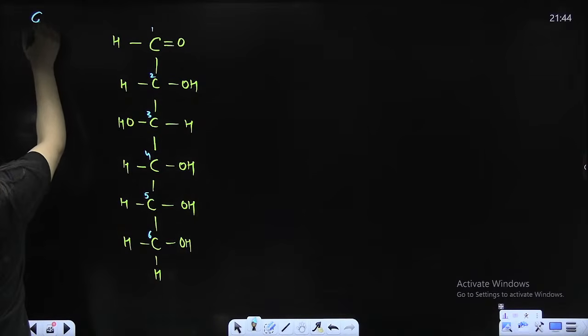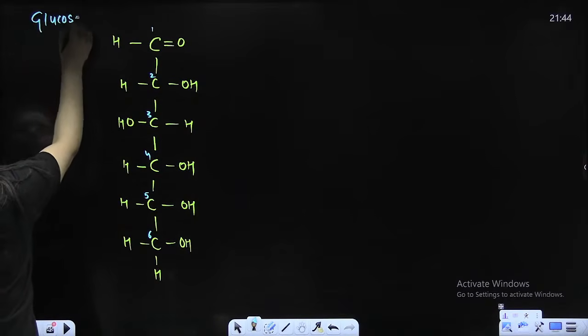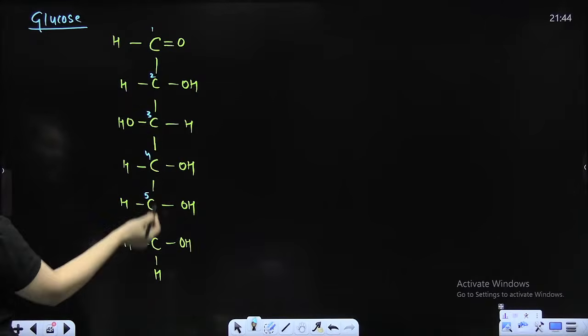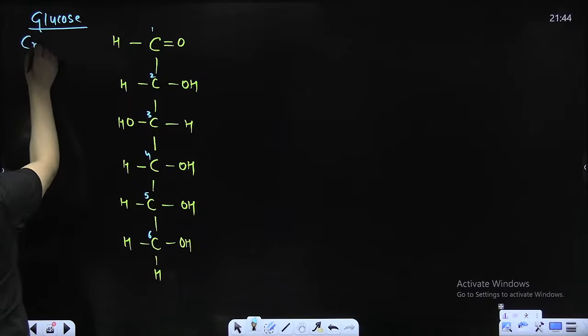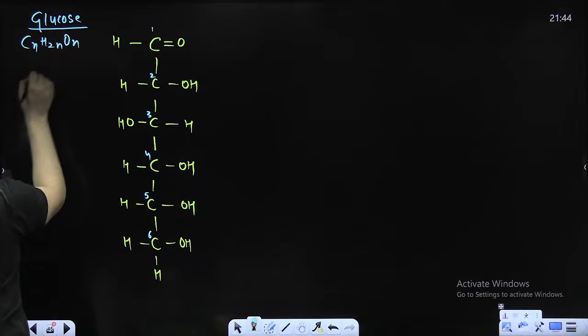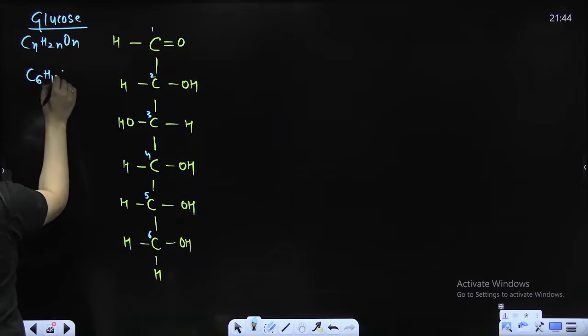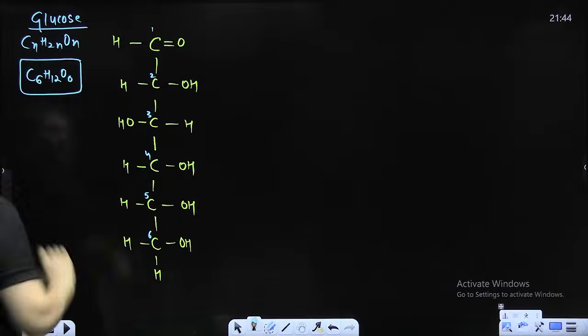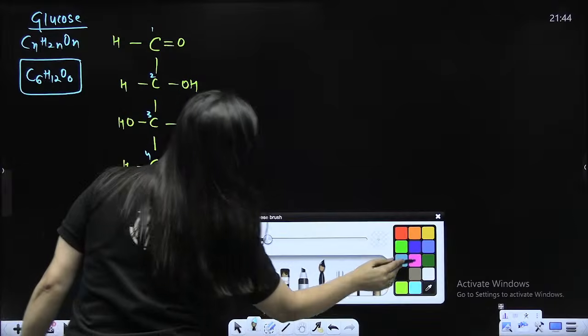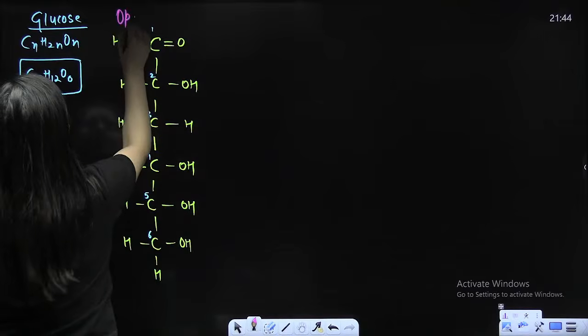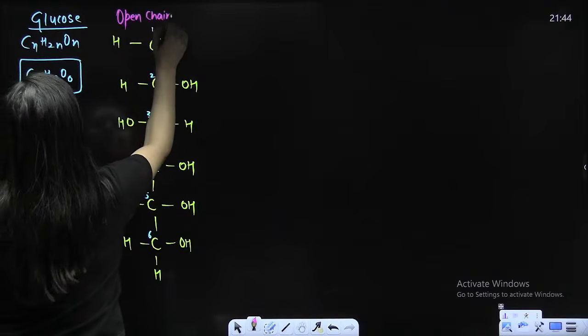Okay. So what's that? This is glucose. How many carbons are there? 6, right? Even try it. Fill it in the general formula. You can cross verify that too. C6H12O6. That's what your glucose is. But this is the open chain form of glucose.